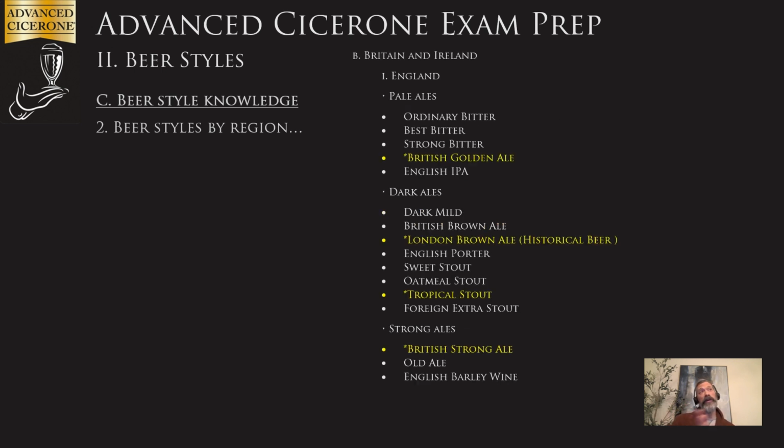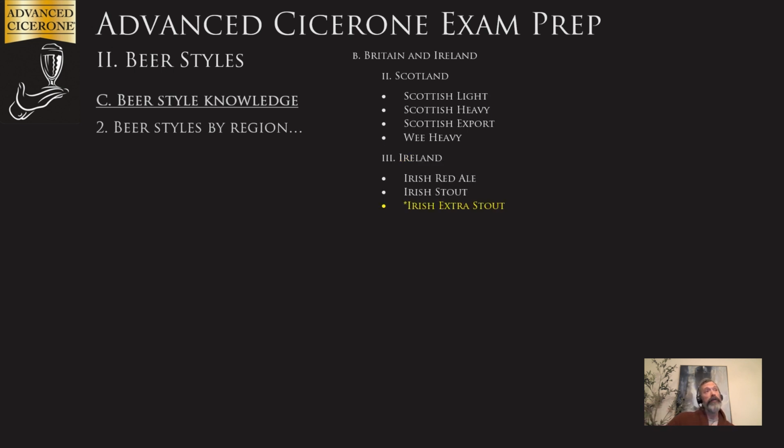And now we move on to Britain and Ireland. You'll see several new beers: British Golden Ale, London Brown Ale, a historical beer, Tropical Stout, British Strong Ale. These were not in the Level 2 syllabus. Continuing on, in Ireland, they've added the Irish Extra Stout.